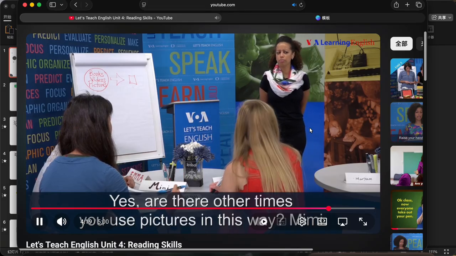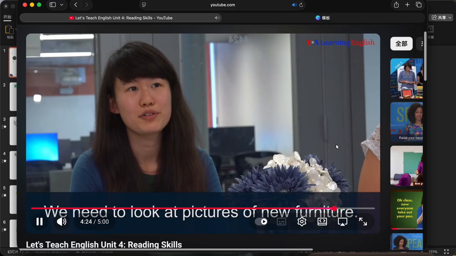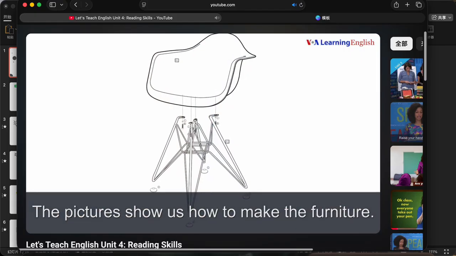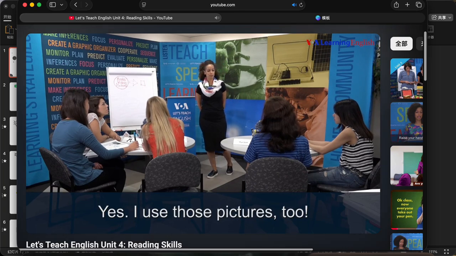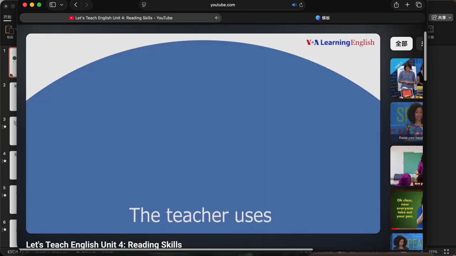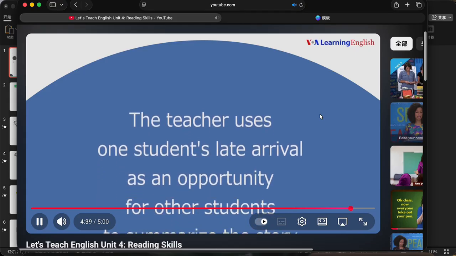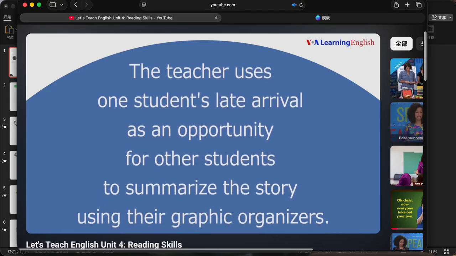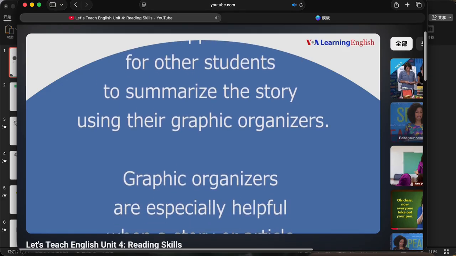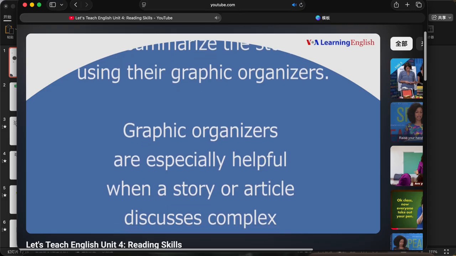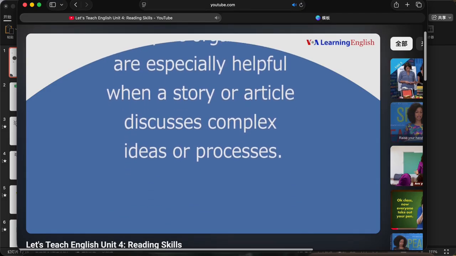Are there other times you use pictures in this way? Mimi. We need to look at pictures of new furniture. The pictures show us how to make the furniture. Yes, I use those pictures too. Summary. The teacher uses one student's late arrival as an opportunity for other students to summarize the story using their graphic organizers. Graphic organizers are especially helpful when a story or article discusses complex ideas or processes.